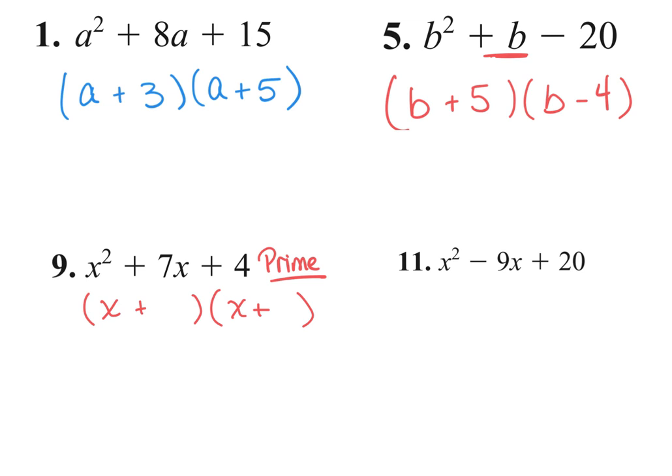All right. Number 11. What do your signs look like? Your 20 is positive. How do I get to a positive number when I multiply? Yeah, so it's either two negatives or two positives, right? They're the same to get positive 20. And then I look at this 9. I know they both have to be negative. Negative, negative. So I need factors of 20 that add up to give me 9. 4 and 5, specifically negative 4 and negative 5, will multiply to give me positive 20. And those will add to give me negative 9. Negative 4 and negative 5.